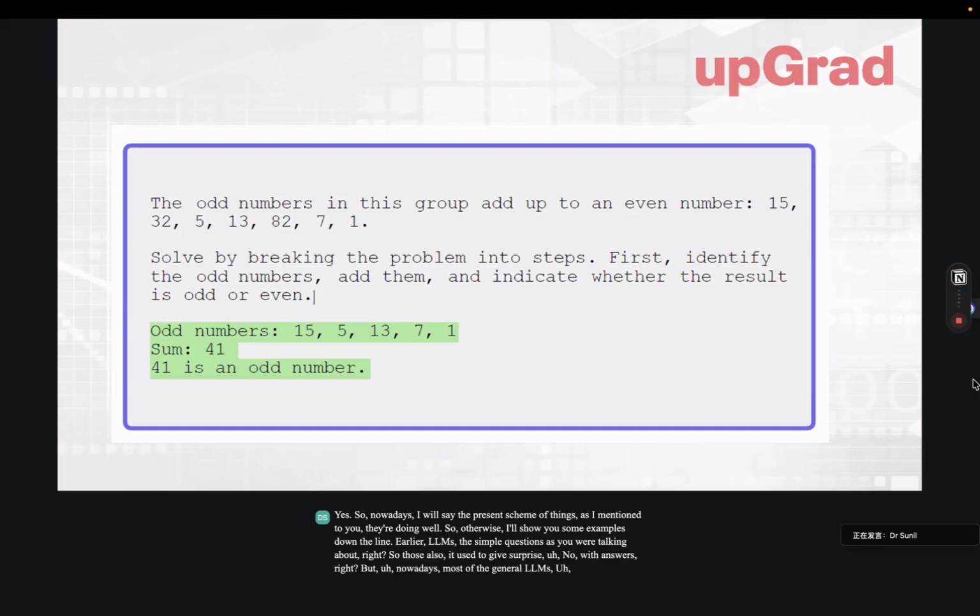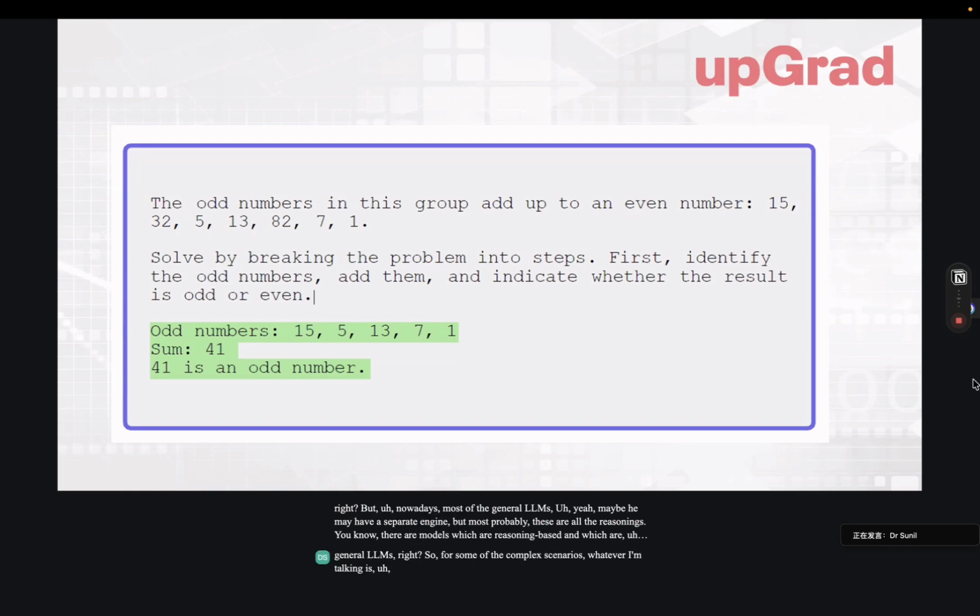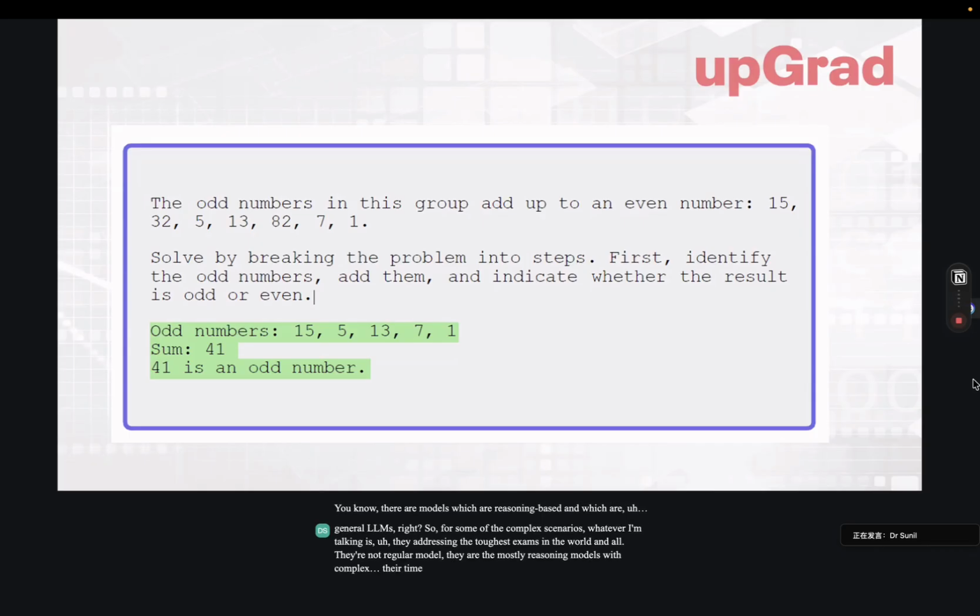Yeah, maybe they may have a separate engine, and most probably these are all reasoning models. There are models which are reasoning based and which are general LLMs, right? For some of the complex scenarios I'm talking about, they are addressing the toughest exams in the world and all. They are not regular models. They are mostly reasoning models, where time is not a constraint, and you let them reason. There are tree of thoughts and a little more complex design patterns also that they are following.